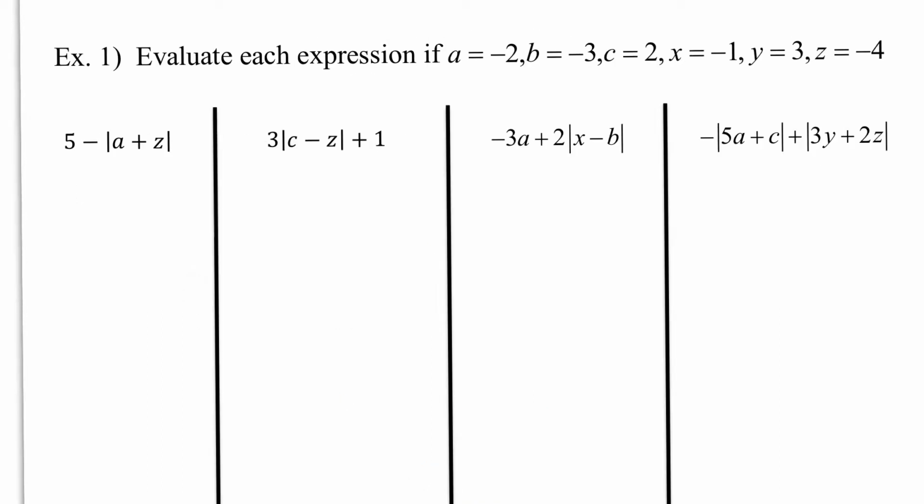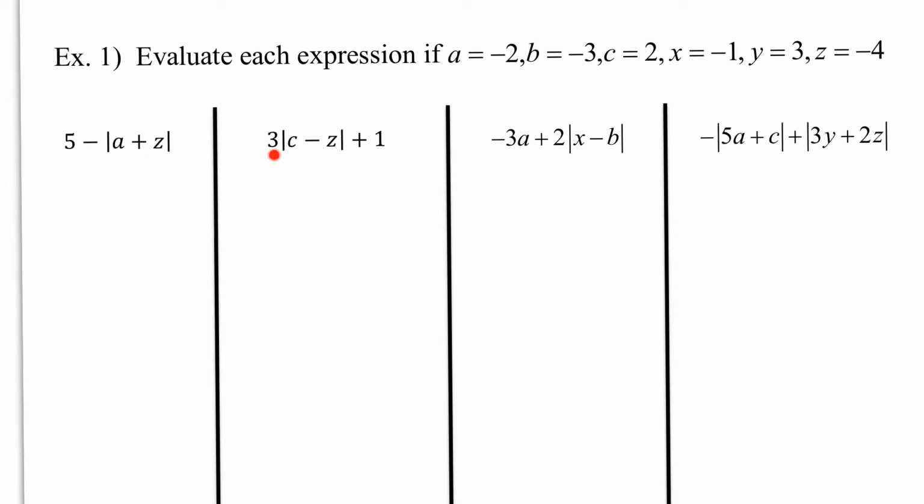So you guys see these expressions here, they're not equations because we just want to evaluate. So that's what it says here, evaluate each expression. If A equals -2, there's B, C, X, Y, and Z. So looking at the expression, let's go ahead and look at this one here on the left side. 5 minus the absolute value of A plus Z.